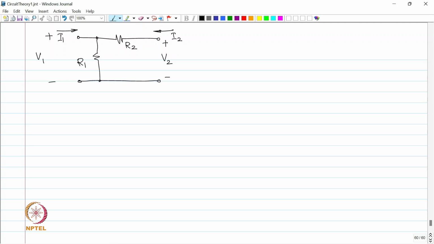Yeah, again, what is the setup? We are trying to find out which parameters? H parameters. So, what will you write as dependent? What will you write as independent? V1 and I2 are always dependent, I1 is always independent. Fine.